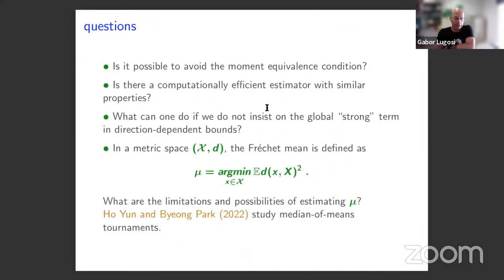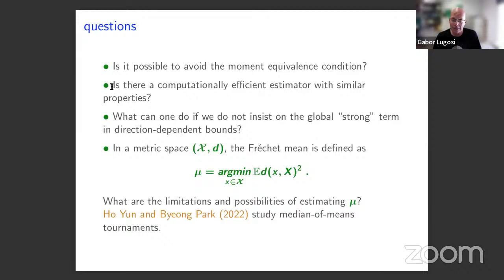Let me just finish the talk with a few questions. An obvious question is, is it possible to avoid this moment equivalence condition? So is it possible to have an estimator that has this optimal direction-dependent performance without assuming more than a second moment? I don't know the answer. We use this moment equivalence in a very essential way, and it is quite possible that it's actually not possible, that there do not exist such estimators.